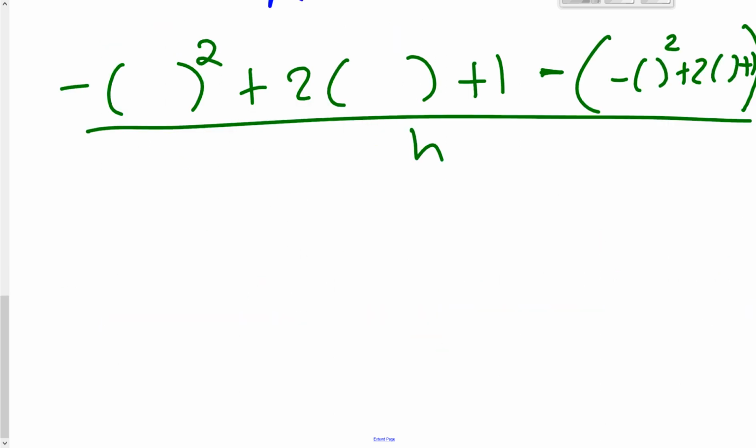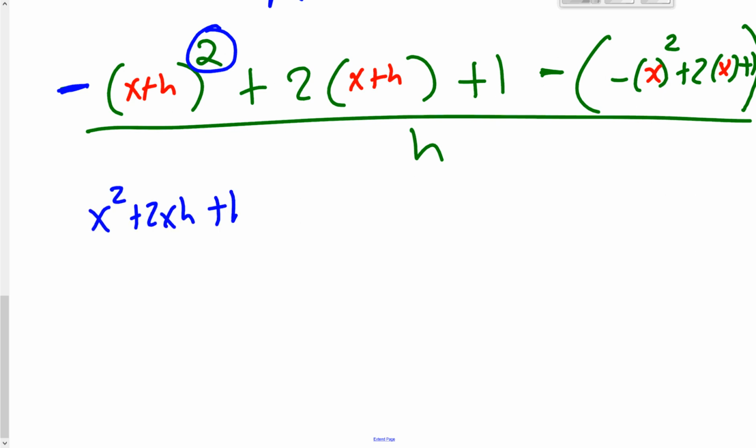Okay, so for my x, I want to plug in x plus h for all my x's here, and then on this one, when I subtract my f of x, well, my f of x is the same as f of x, right? So that's just going to be x. So then here, make sure you square first before we multiply by negative, right? So I got to square that, so I get x squared plus 2xh plus h squared. Then I can distribute that negative in there. Here I can distribute the 2, so 2x plus 2h plus 1.